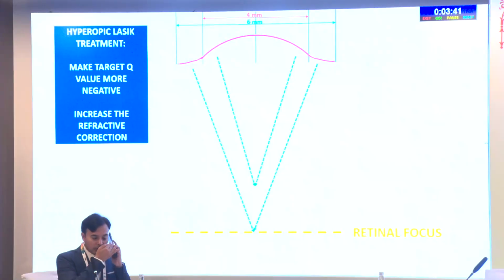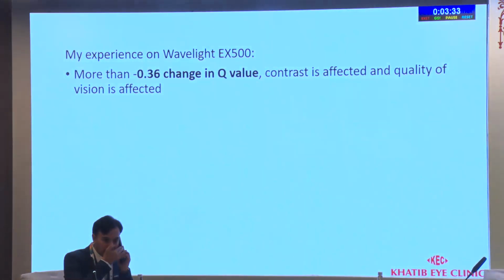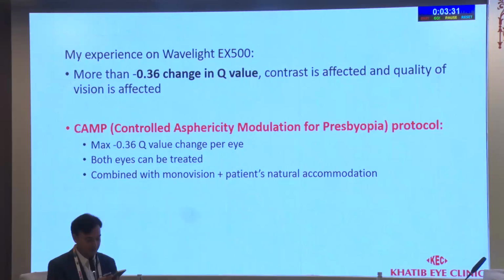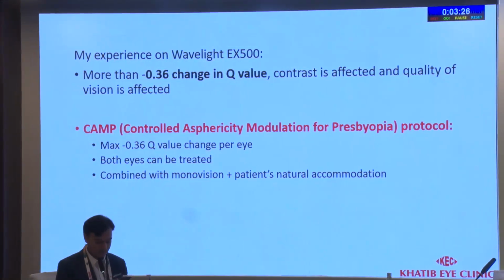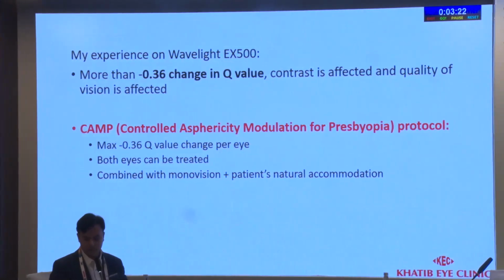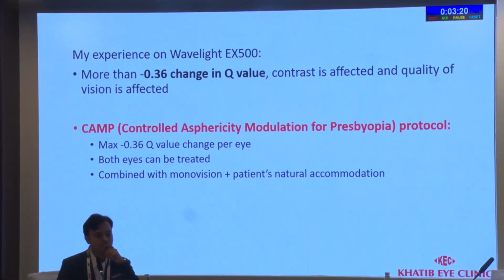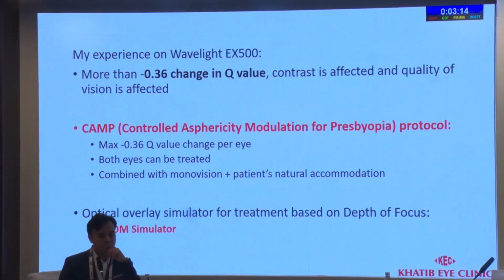So this was the Reed software by Professor Gatinel, but what I had experienced was that if we change the value by more than minus 0.36, the quality of vision is affected. So I had come up with a controlled asphericity modulation for presbyopia, where we do a maximum Q value change of only 0.36, but both eyes can be treated, not only the non-dominant eye, and we can combine it with monovision and the patient's natural accommodation. And how to know how much of each of these is used, that is where the Zoom simulator comes in.